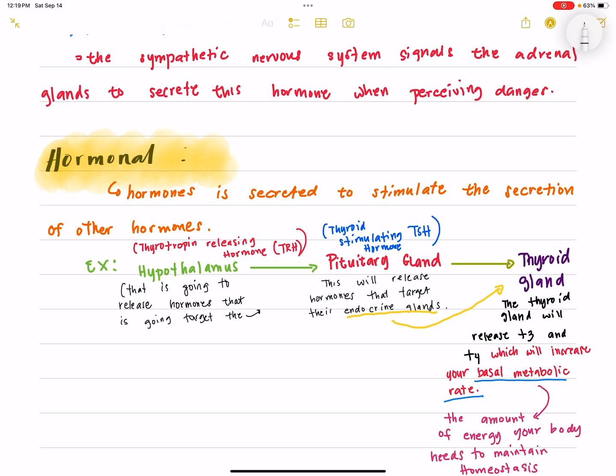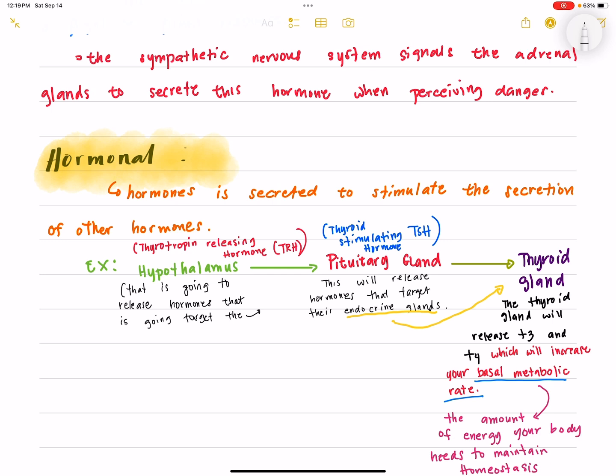Hormones is secreted to stimulate the secretion of other hormones. So, for example, hypothalamus. So, hypothalamus that is going to release the hormone that is going to target the pituitary gland. So, ang sa hypothalamus, ipagwa niya ang thyrotropin-releasing hormone or TRH. Pakadto sa pituitary gland, which nga release ang pituitary gland sang thyroid-stimulating hormone or ang TSH.